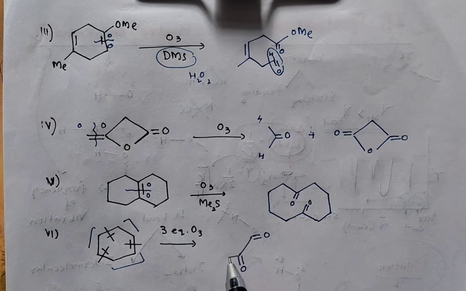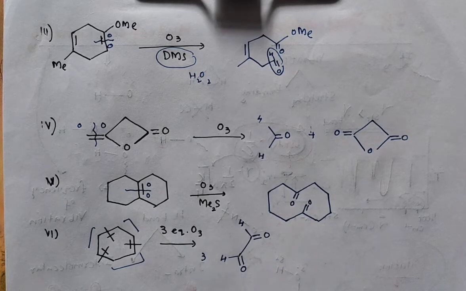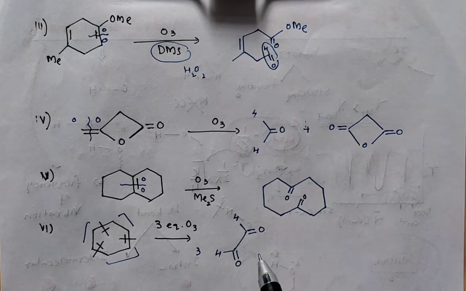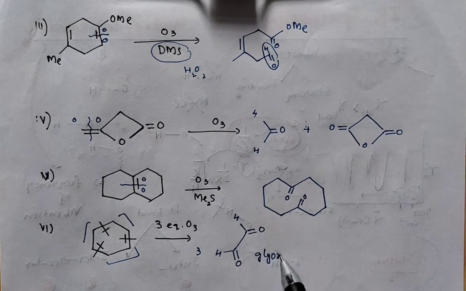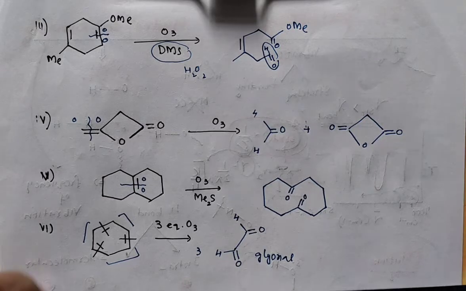And then automatically you have hydrogen here. So you are basically getting 3 molecules of this compound, which is called glyoxal. So that's your glyoxal. An important question: benzene, reductive cleavage with ozone, gives glyoxal, 3 molecules. But remember, you're using 3 equivalents. Okay. Let's say we have an example like so, this was normal. Yes.